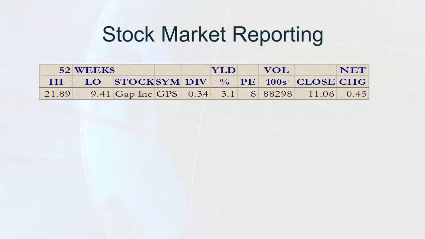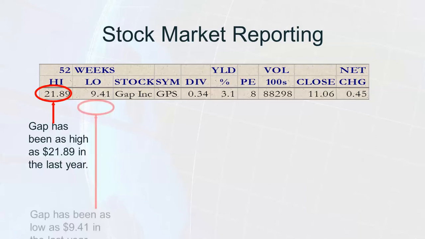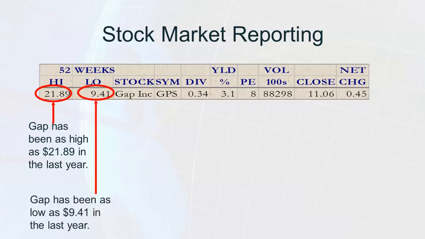Reporting stock market reporting. So let's talk about this one. It's a high price. The highest price in 52 weeks is given as high, and low is the lowest price in 52 weeks. So the price in 52 weeks ranges from $9.41 to $21.89.